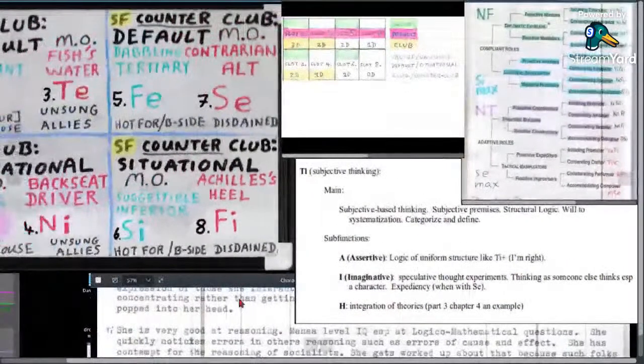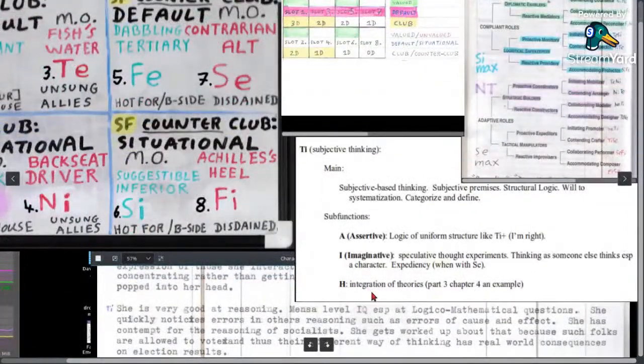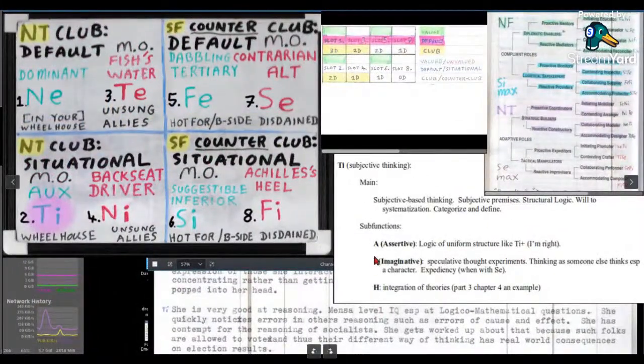Again, the subjective premises. I'll read some of the Wilma stuff. So this is what I'll say is typical and not typical of ENTPs. Very good at reasoning, mental level IQ, especially. Nearly all ENTPs are going to have an IQ, a logical and mathematical one, that's going to be well above average, because it's going to get trained up.